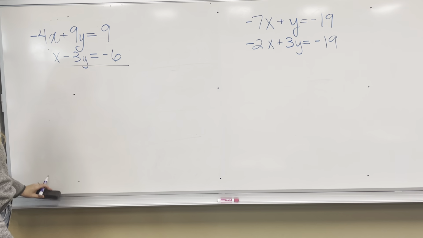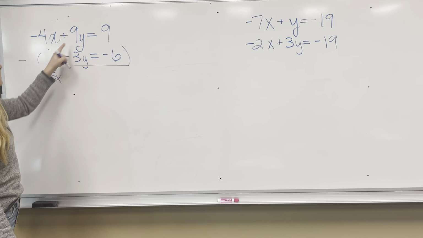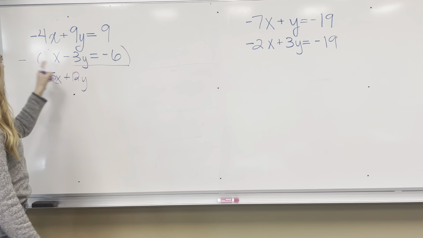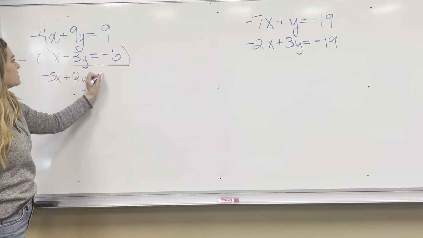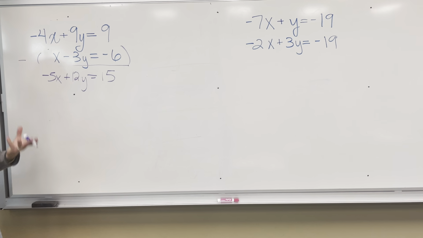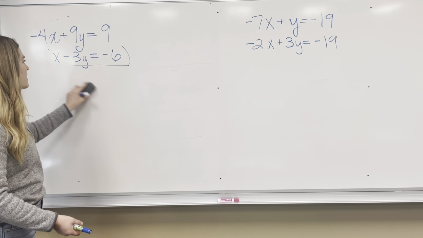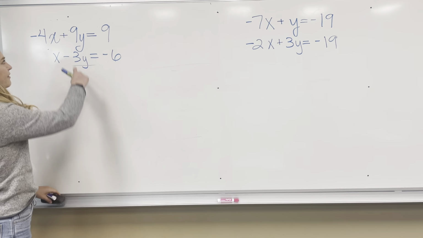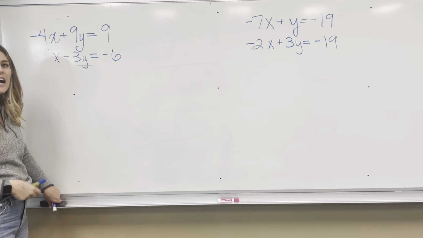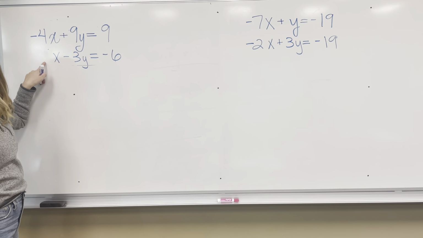Let's try subtracting, okay? Negative 4x minus x is negative 5x, 9y minus 3y is positive 12y, and 9 minus negative 6 is 15. Again, neither variable is eliminated, so that's not going to work. We're going to have to manipulate one of the equations so that they have matching coefficients. You can see that 9 is not the same as 3, so if we add or subtract, it's not going to eliminate. Negative 4 is not the same as the invisible 1 that's right here.